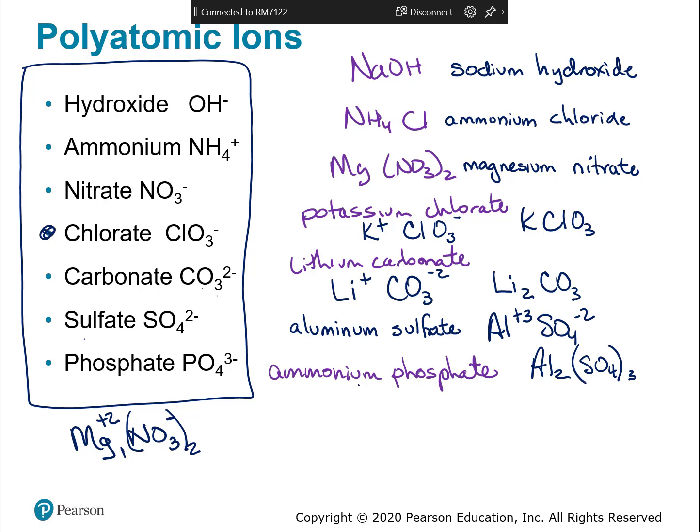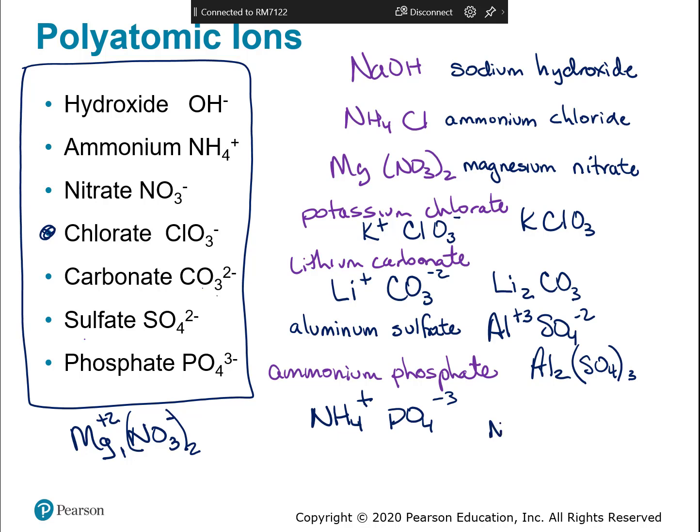Okay? Ammonium phosphate. So what's ammonium? It's NH4 with the plus, and then phosphate is PO4 with a -3. So notice they're not the same, so I've got to swap them. So what do I have to do to the NH4?